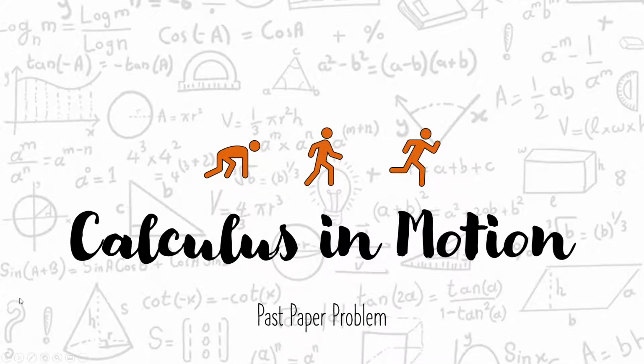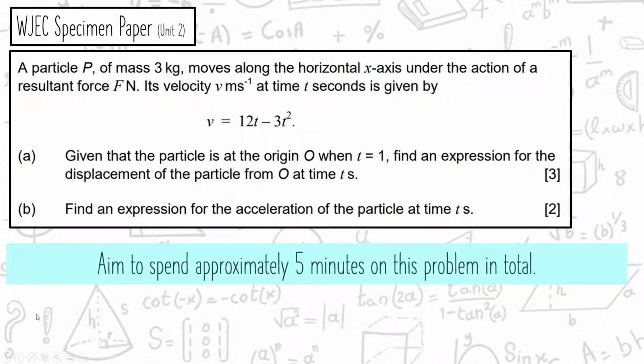Here's a past paper problem on calculus in motion. We've got a question from the specimen paper for Unit 2, and it tells us this. A particle of mass 3 kilograms moves along the horizontal axis under the action of a resultant force. Its velocity is given by this formula here, 12t take away 3t squared.